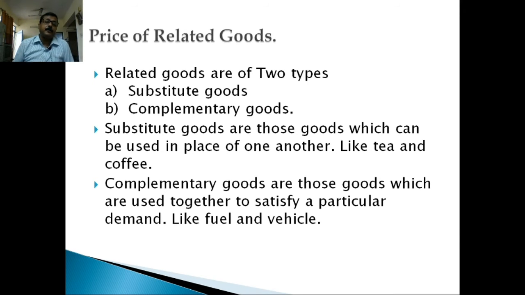Next, we come to complementary goods. Now, what are complementary goods? Complementary goods are those goods which are used together to satisfy a particular demand. That means those two goods have to be used together. The example that we have taken up here is fuel and vehicle. So when the price of petroleum increases, there will be a fall in the demand for vehicles that run on petrol. Or when there is an increase in the price of diesel, there will be a fall in the demand for vehicles that run on diesel.